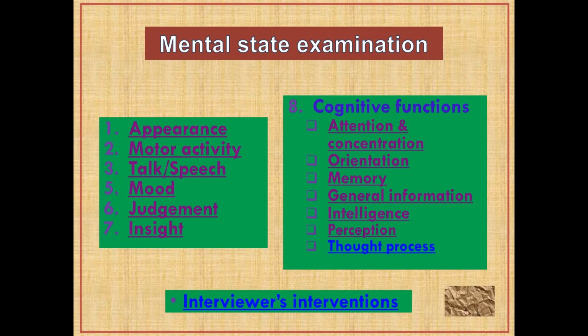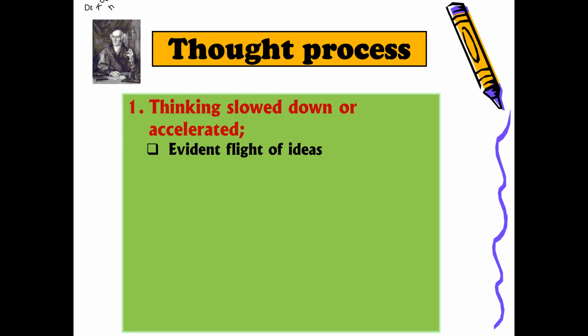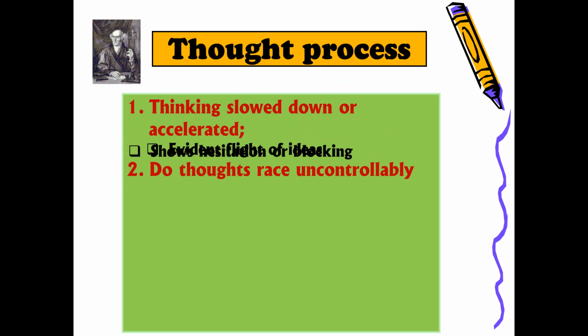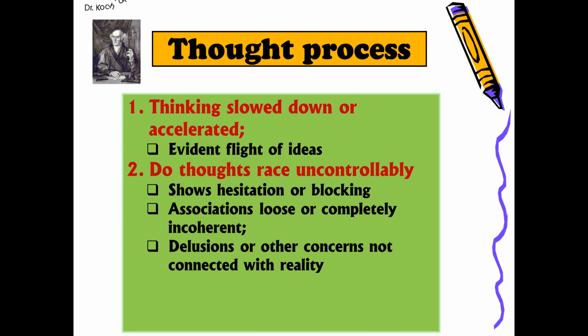Then thought process. Under thought process we see whether thinking is slowed down or accelerated. Thoughts come very fast or thoughts come slowly. Evident flight of ideas, jumping of thoughts from one thing to another. Then do thoughts race uncontrollably? Then shows hesitation or blocking. Then associations. Normally we remember things by association. This name is associated with that name, this event is associated with that event. So are these associations loose or completely incoherent?